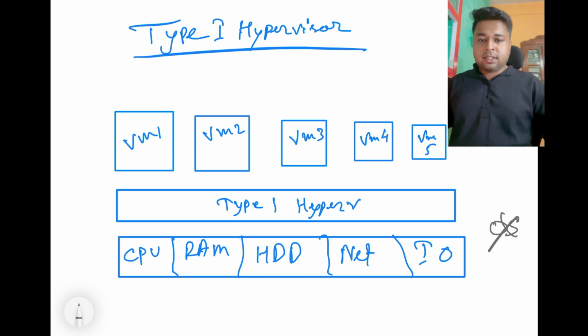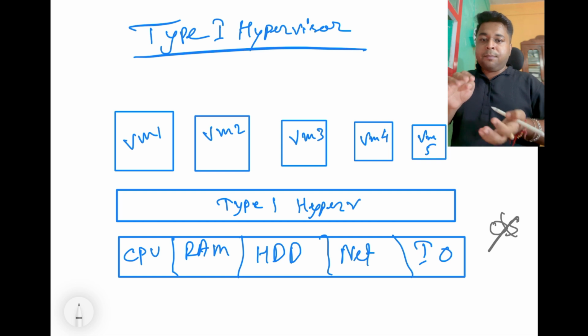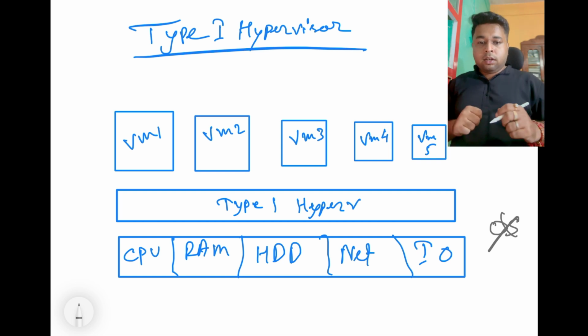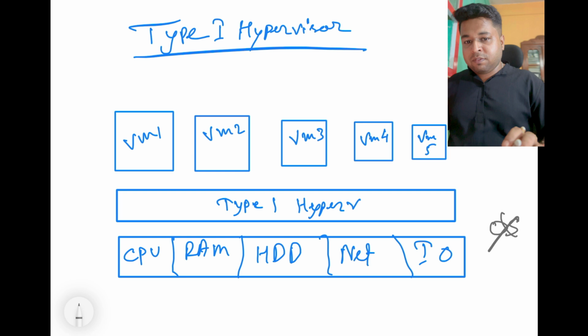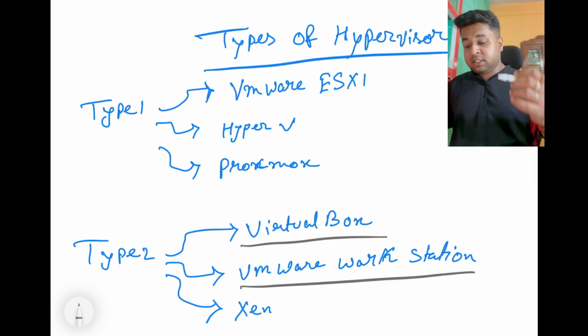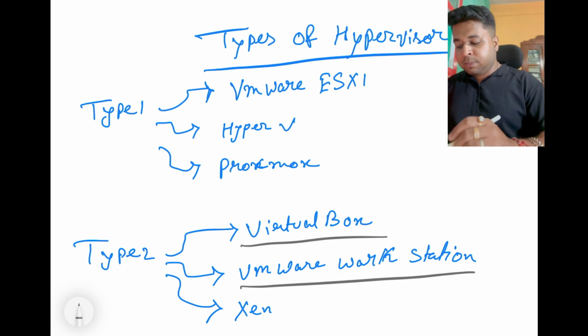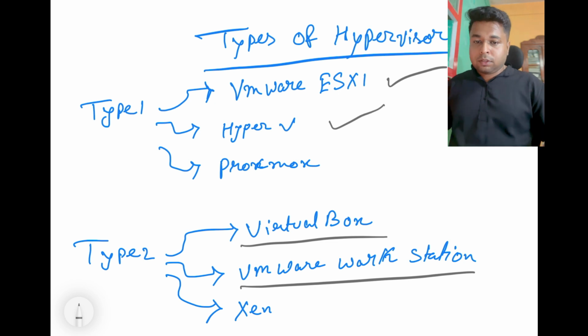Now what are clusters? A cluster is basically multiple computers connected together through some host, and that is only possible if you have a type 1 hypervisor. The very famous type 1 hypervisors used in the market are VMware ESXi and Hyper-V from Microsoft. Those are the two major hypervisors ruling the tech world.